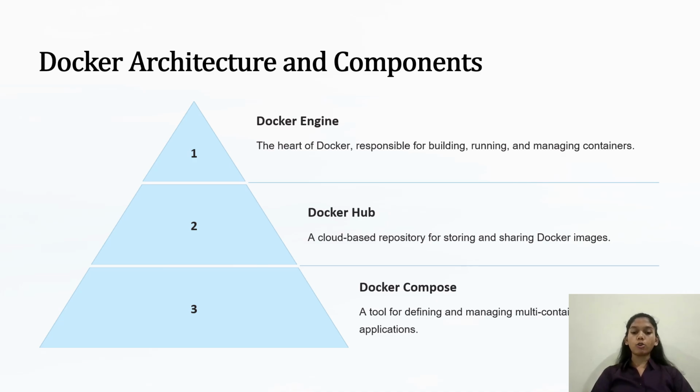Docker Hub is a cloud-based registry where developers can share and store container images. You can pull official images like Nginx or share your custom app image on Docker Hub. Docker Compose allows you to define and manage multi-container applications using a YAML configuration file. With Docker Compose, you can set up a web server, database, and cache system with a single command.